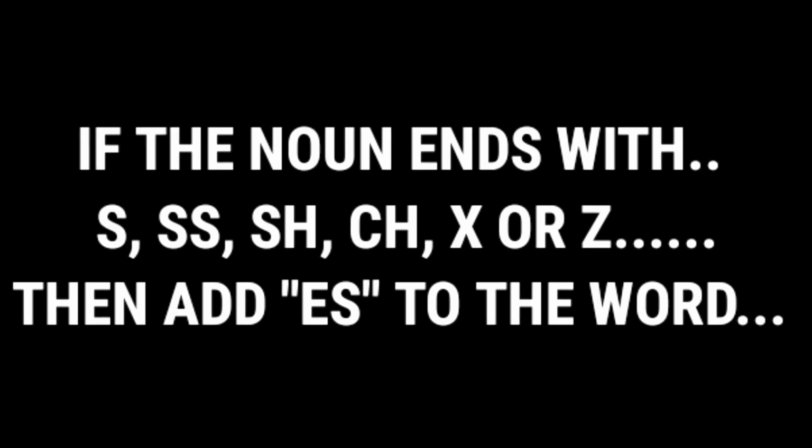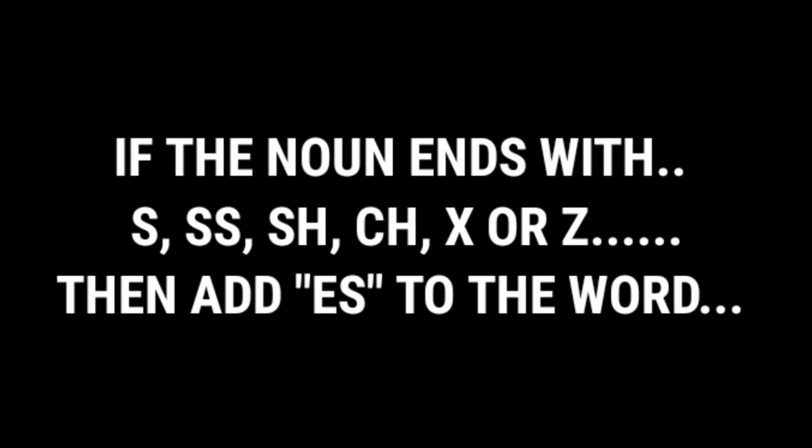If the noun ends with S, double S, SH, CH, X or Z, then add ES to the word to make it plural. For example, box. Box ends with X. So we are going to add ES to it. Class, class ends with double S. Again ES we are going to add. So it will become classes. Watch, watch ends with CH. So, watches. Dish, dishes.